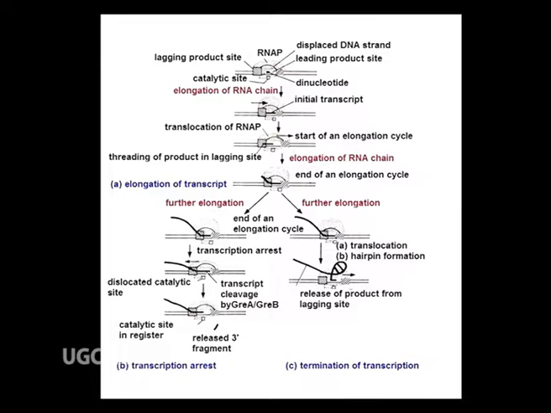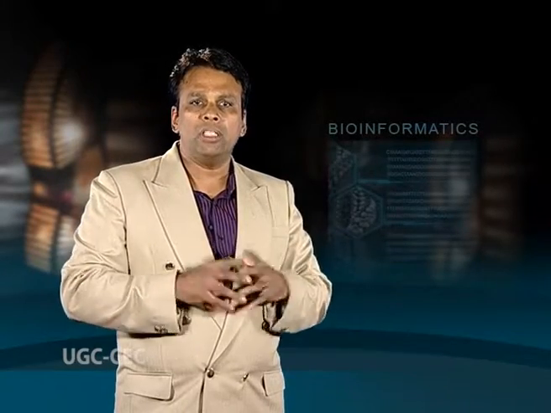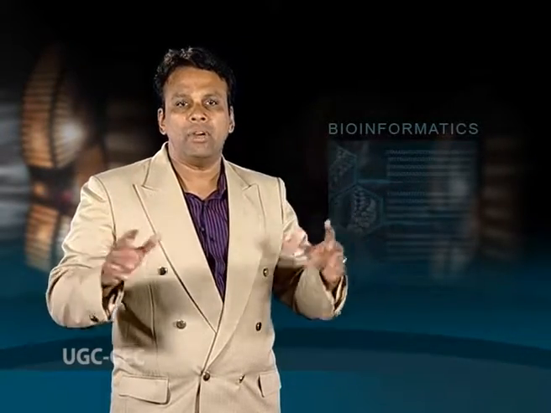RNAP translocates forward by about 10 nucleotides when the leading site is full, so that the leading site is emptied again, thus permitting the next cycle of elongation. Stability to the elongation complex is provided by the interaction of RNA with the lagging site of RNAP. The inchworm model is based on experimental evidence.